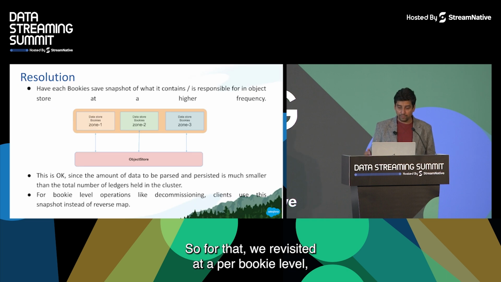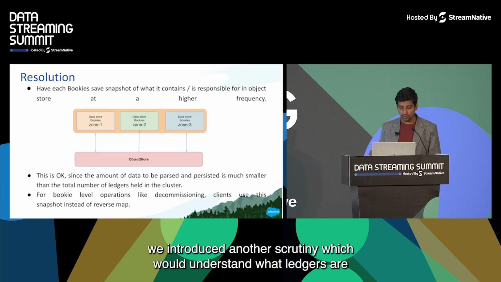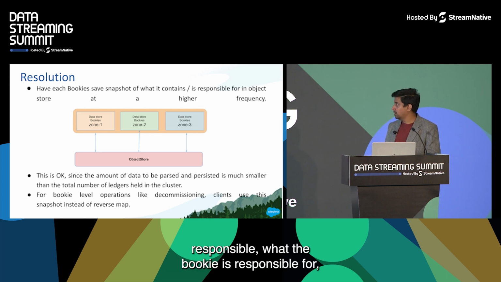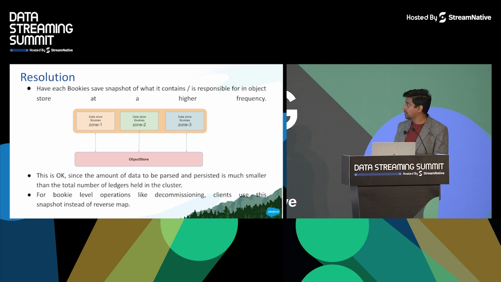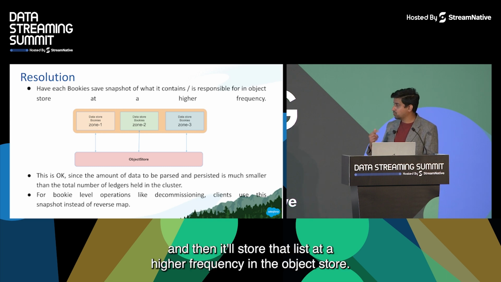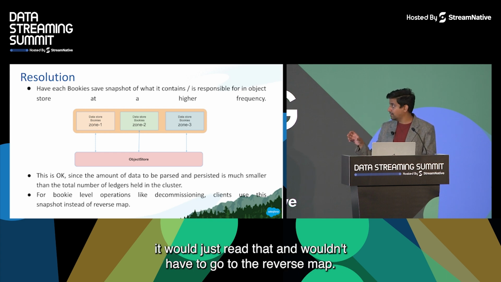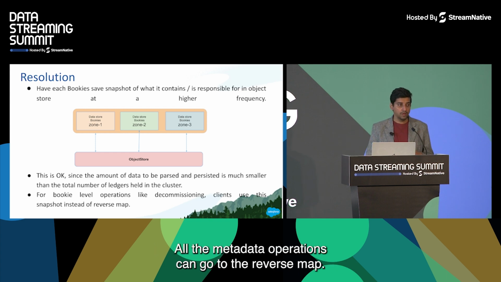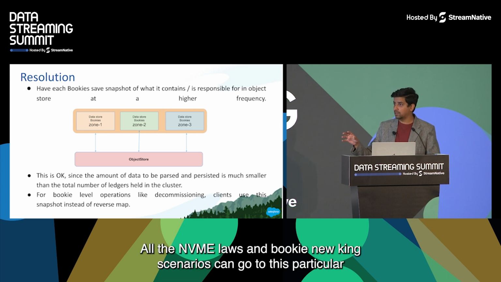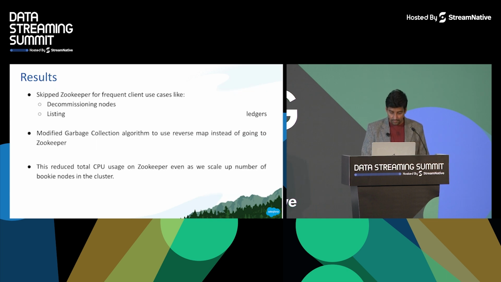So for that, we revisited at a per bookie level. We introduced another scrutiny, which would understand what ledgers the bookie is responsible for, and then it will store that list at a higher frequency in the object store. So if a particular bookie was to go down, it would just read that and wouldn't have to go to the reverse map. All the metadata operations can go to the reverse map. All the NVMe loss and bookie nuking scenarios can go to this particular snapshot.